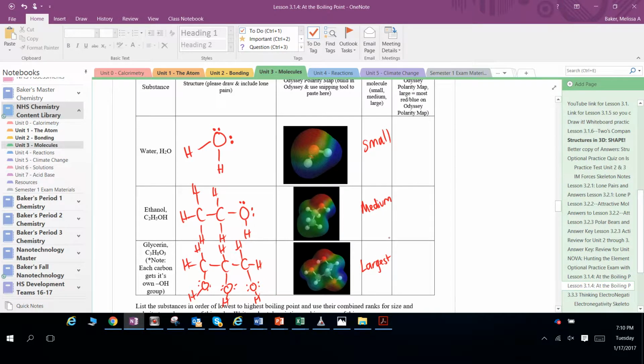And then it asks us to describe which of these has the most polarity on the map, meaning the most red and blue. So if we take a look at this, it looks like water has the most red and blue. There's a big red section and a big blue section. So this would actually be the largest here. And the second largest, there's quite a bit of red and blue in the glycerin. So I'm going to rank this one medium. And then the ethanol has the smallest.